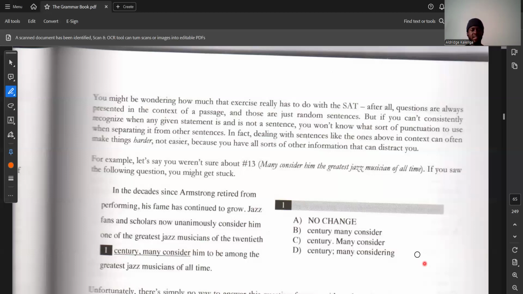This question says: In the decades since Armstrong retired from performing, his fame has continued to grow. Jazz fans and scholars now unanimously consider him one of the greatest jazz musicians of the 20th century. Many consider him to be among the greatest jazz musicians of all time. There's A, B, C, D there. A is the same, no change. B, C, and D.